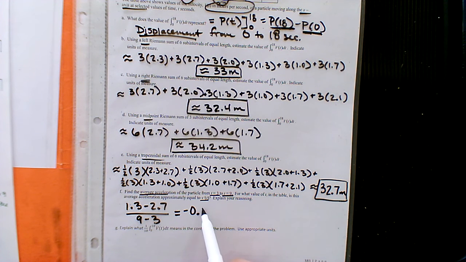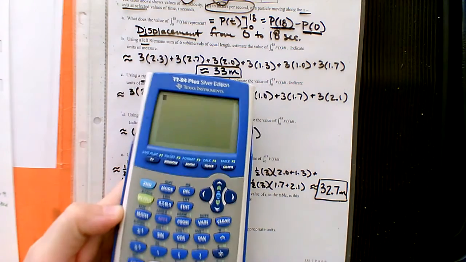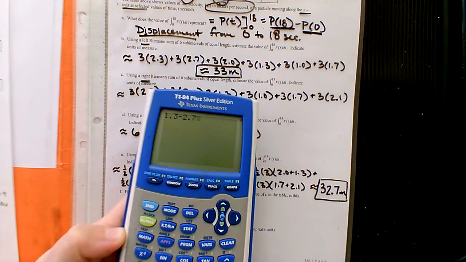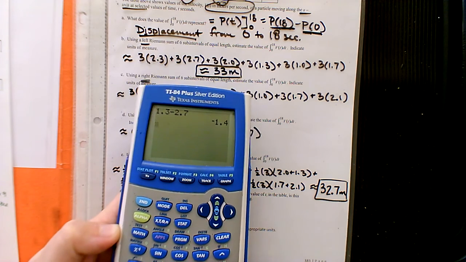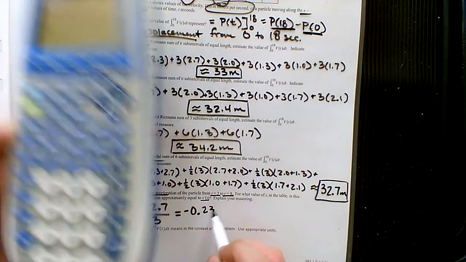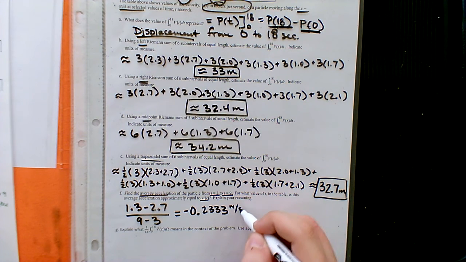Negative point 1, 5, 6, 4. We just made it up? Well, 0.2333. Yeah, I got 0.2 something. Minus 2.7, 0.4, divided by 6. Oh, nuts. Yeah. 3, 3, 3. Could we put in units? Minus 3 is 6. Meters per second. Yeah, I times it. Meters per second squared.